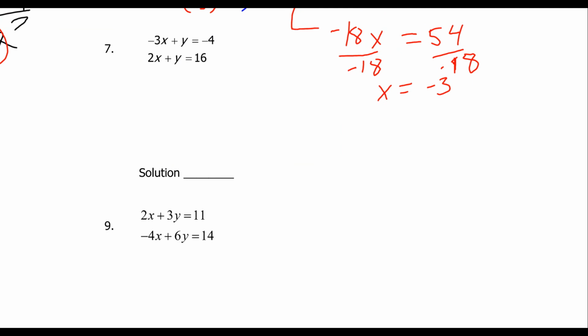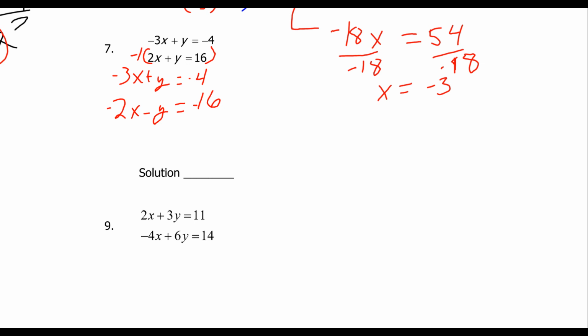Number 7. Now, number 7, there are actually 2 ways. I'll show you all how to do this on the director's cut, but for this case, I'm going to use elimination on this one. We are going to multiply this bottom one by negative 1, so that's going to give me negative 3x plus y equals negative 4, and I've got negative 2x minus y equals negative 16. All I did was I took that negative 1 and I distributed it all the way across.